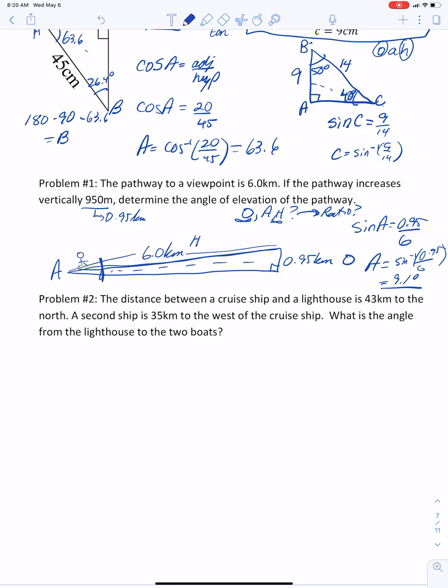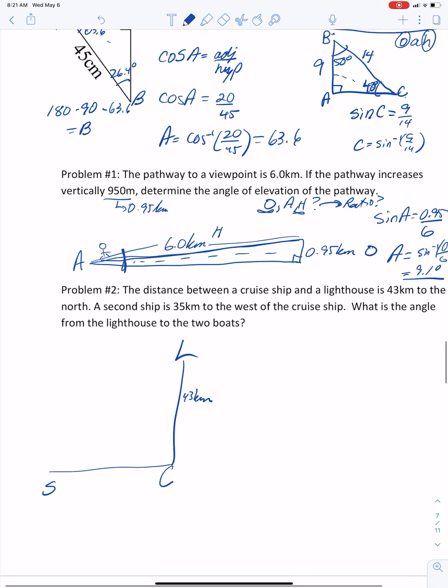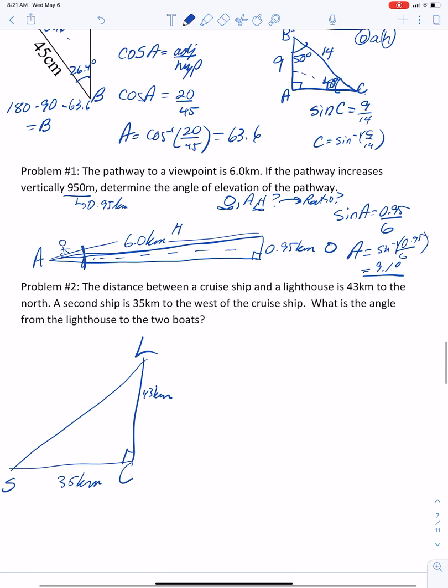And now this is talking about the position of some ships. The distance between a cruise ship and a lighthouse is 43 kilometers north, and a second ship is west of the lighthouse. So let's say the lighthouse is here. Here's my cruise ship. This is 43 kilometers. A second ship is west, so that would be this way. Let's call that S for ship, and it's 35 kilometers that way to the west. And there's my right triangle. What is the angle from the lighthouse to the two boats?